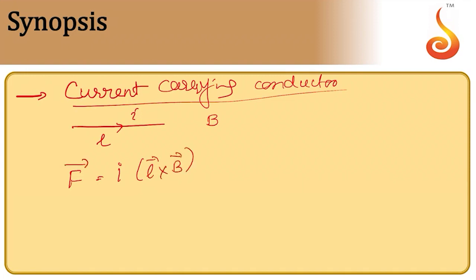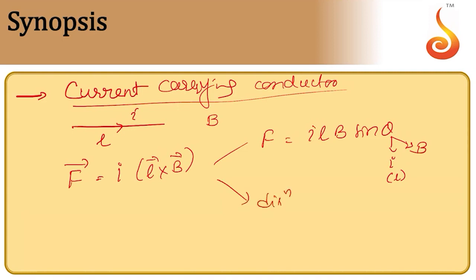F vector is I into L cross B. The magnitude of this is given by ILB sine theta, where theta is the angle between the current, that is nothing but the length, and the magnetic field. And of course, the direction is given by the cross product rule.